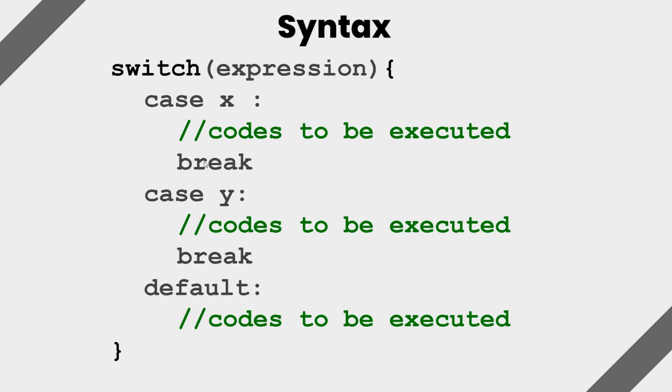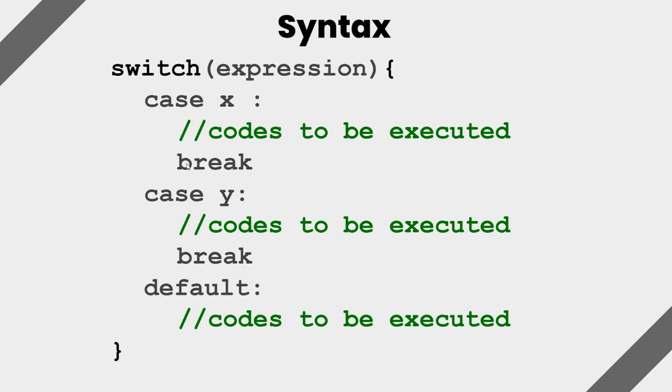Now there are two new keywords we are not really familiar with here. We have the case keyword here. This case keyword is used to define a particular case under the switch statement. And also we have the break keyword here. Now what this break keyword does is that it breaks the flow of the program from that particular part of the switch statement that was executed.